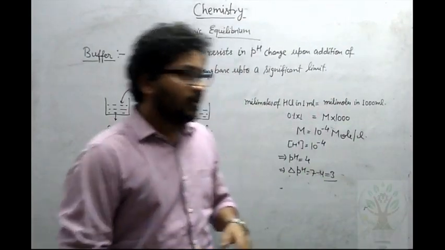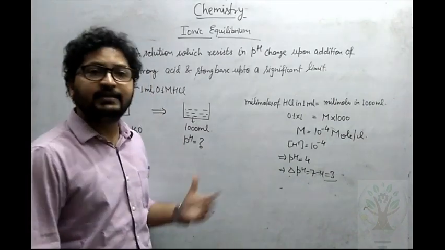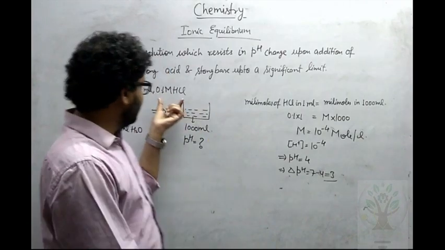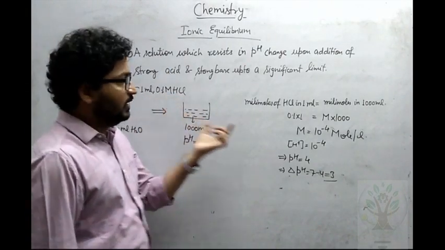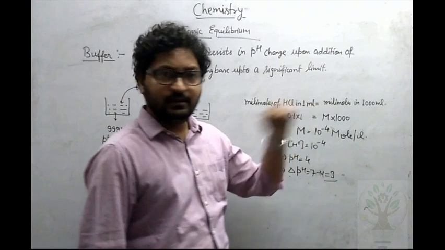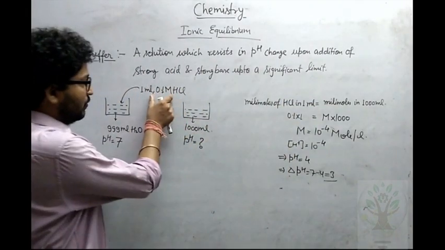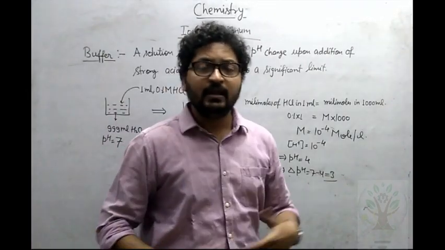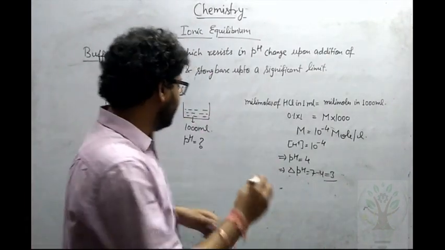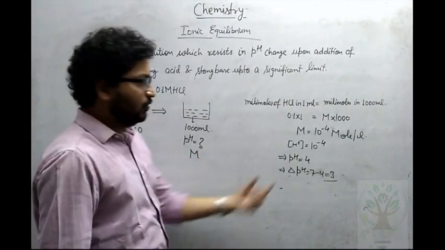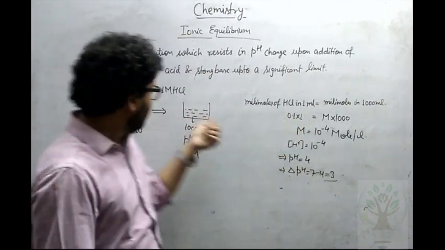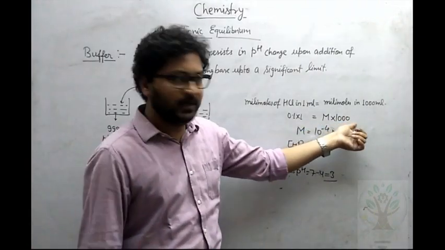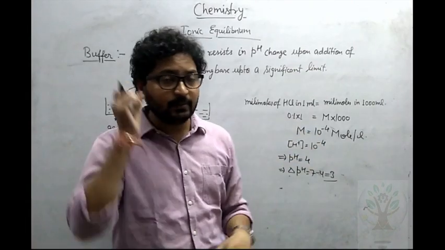For finding the pH of this solution, I need to find the molarity of HCl. How can I find it? Millimoles of HCl in 1 ml will be equal to millimoles of HCl in 1000 ml. Whatever millimoles are present here, those same millimoles will be transferred here. The formula for millimoles is molarity into volume in ml. Let's say here molarity is capital M. So 0.1 into 1 must be equal to M multiplied by 1000. From here I got molarity equals 10 to the power minus 4.